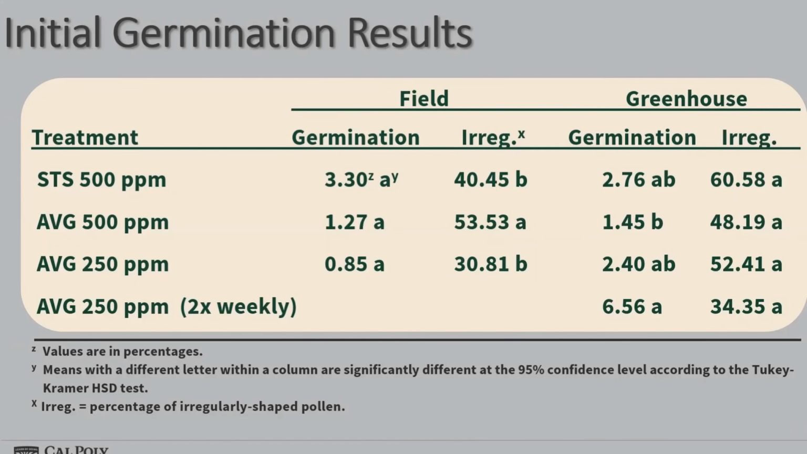Regarding irregularity, STS at a full rate of 500 parts per million tended to have the most irregularly shaped pollen grains, but all treatment groups had a significant amount of irregularly shaped grains.